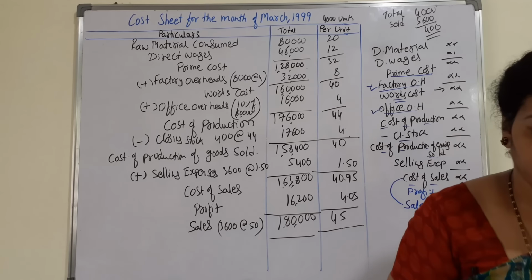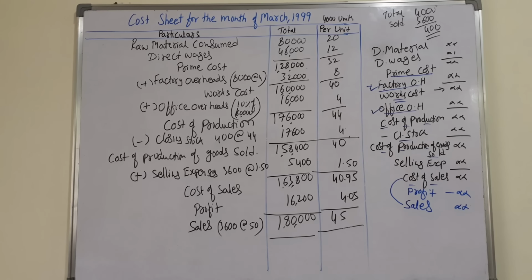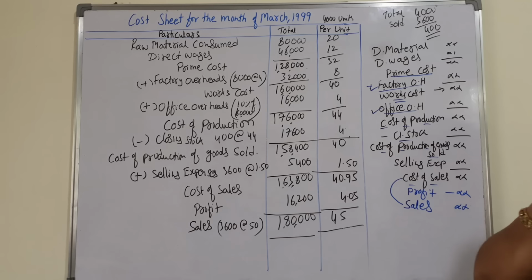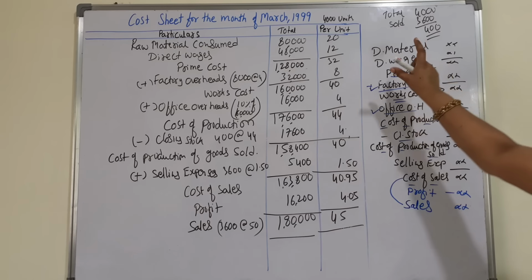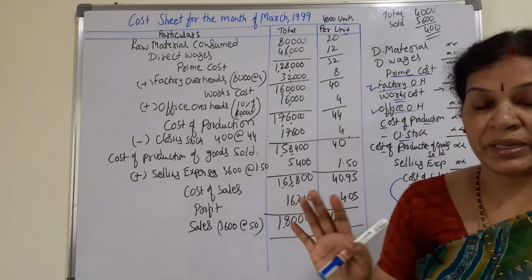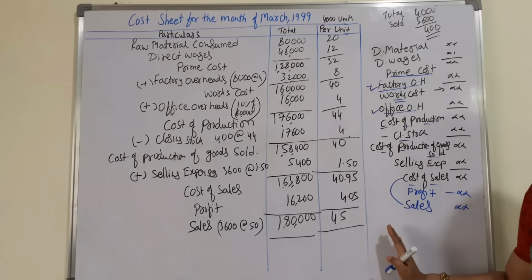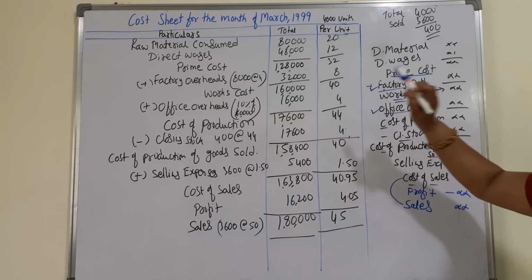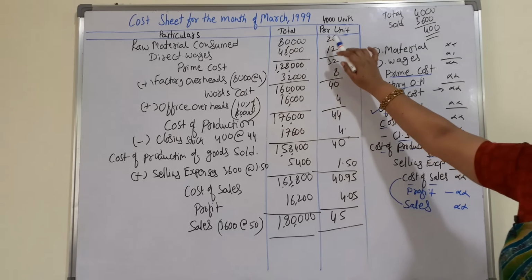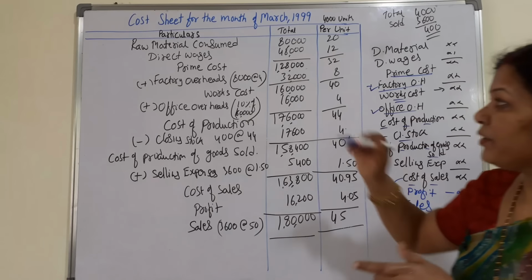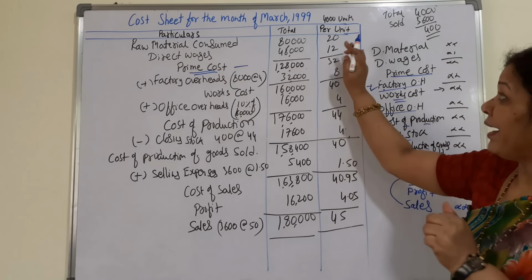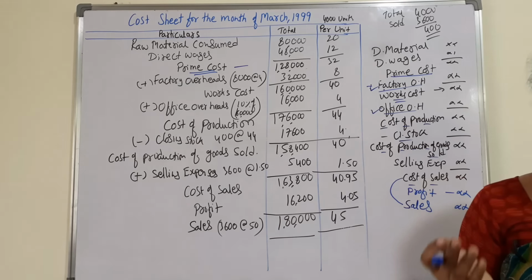Let me explain you clearly once again. If you see this, first of all, according to the problem given, we have to prepare it as per this proforma. First thing is the direct material and direct wages. If you add them, you get the prime cost. And along with that, you can work out per unit also.